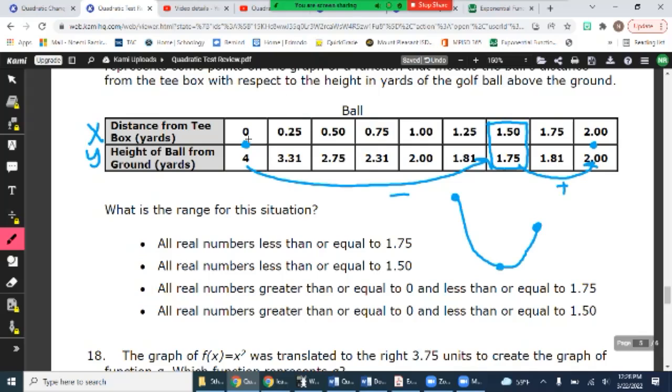Now that turning point is 1.5 and then 1.75. The first point, the beginning of this parabola, is where? At what?